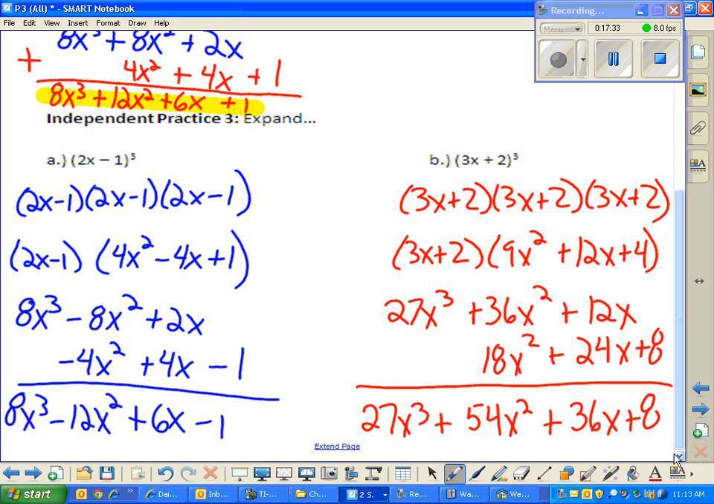Okay. For our independent practice problems, the 2 at the very end, please do not distribute that exponent into parentheses. You have to write that out literally for part A and B 3 times. And then for part A, we get 8x to the third minus 12x squared plus 6x minus 1. And then for part B, you folks did a pretty nice job. I saw most of you got 27x to the third plus 54x squared plus 36 plus 8.